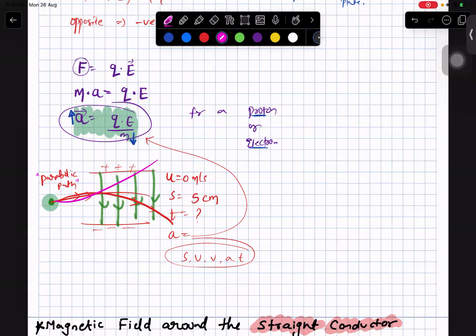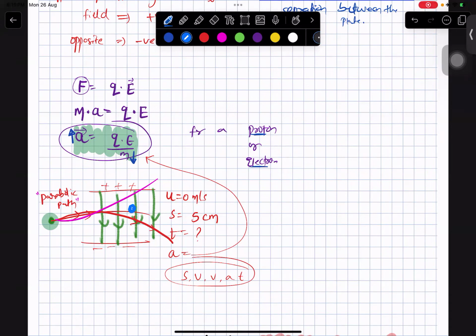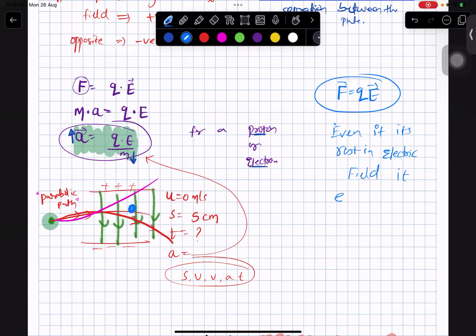Even if you just keep the object in it, even if the object is stationary or the charge is stationary, they still exert a little force, right? Because the formula says that F is equal to Q into E. It doesn't depend upon the velocity. So even if it's at rest in an electric field, it experiences electric force, right?